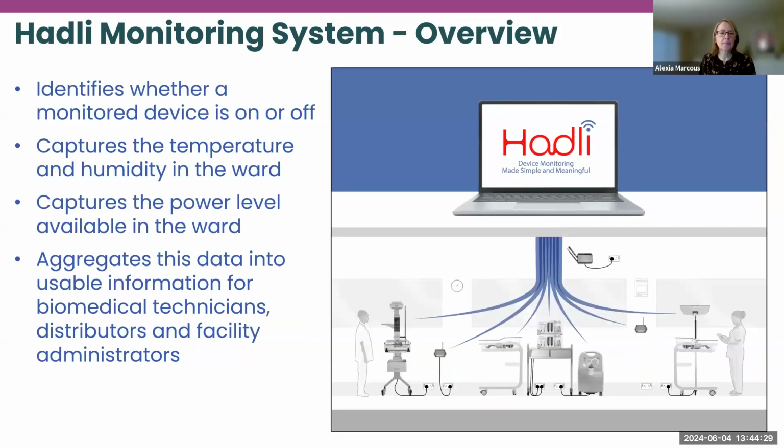Next slide, please. So an overview of how the system works: it identifies with a monitor on the back of each medical device whether the device is on or off, so whether it's running or not. It also captures the temperature and humidity in the ward, and it captures the power level that's available in the ward. And it aggregates all of this data into usable information for biomedical technicians, distributors, and facility administrators. So all of these monitors are placed around in the neonatal wards, and then they're all fed into this dashboard.